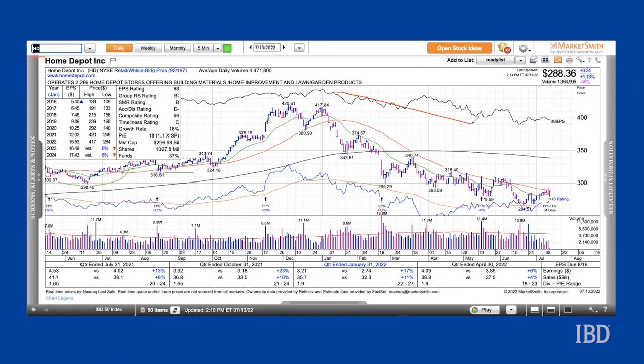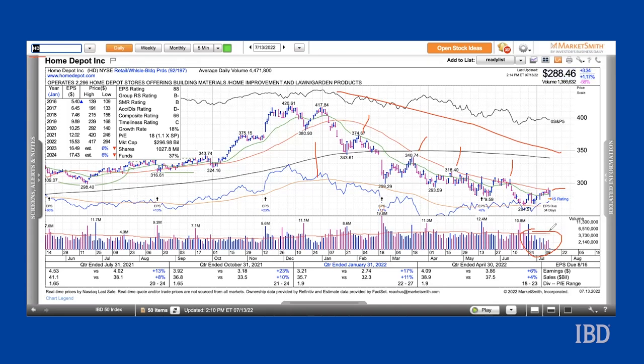Hey option traders, for today's trade we're looking at a bearish option play in home improvement retailer Home Depot. So taking a look on MarketSmith, the stock has been in a downtrend since December. Shares have found resistance at the 21-day and 50-day lines, which suggest that there is some institutional distribution in the stock. The stock is now attempting to regain support at its 50-day line, but has been rising recently in very weak volume. The stock was also added to SwingTrader as a full-sized short position on July 12th.